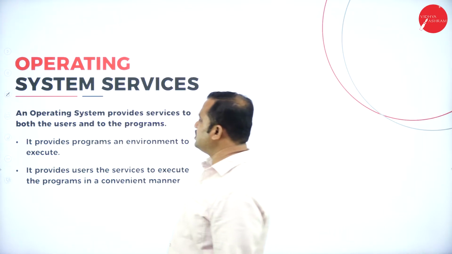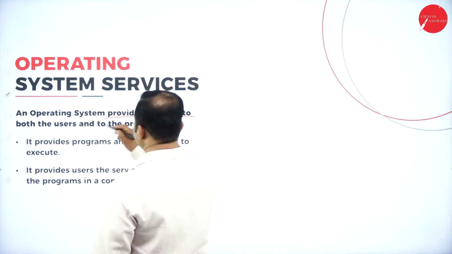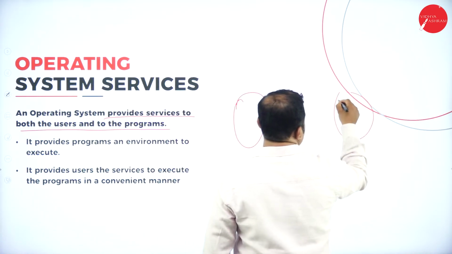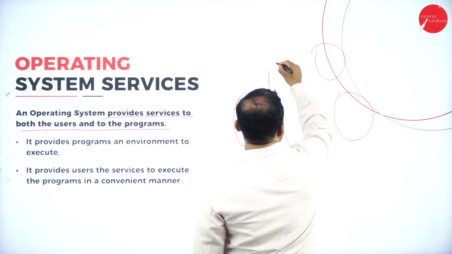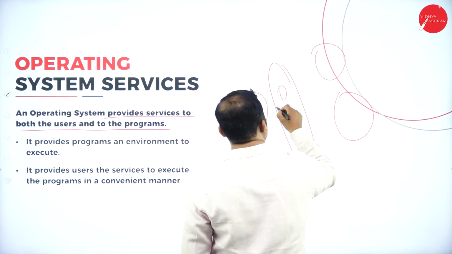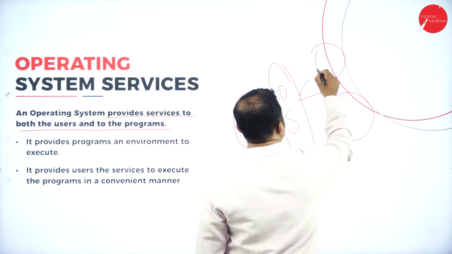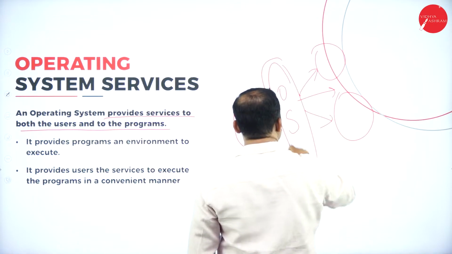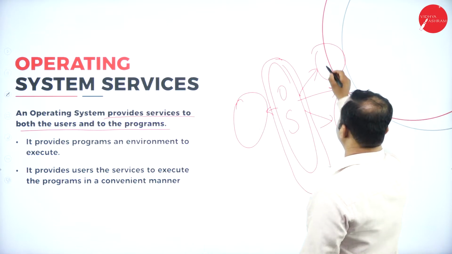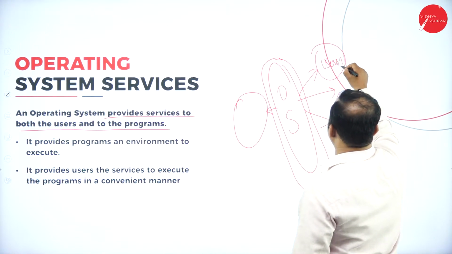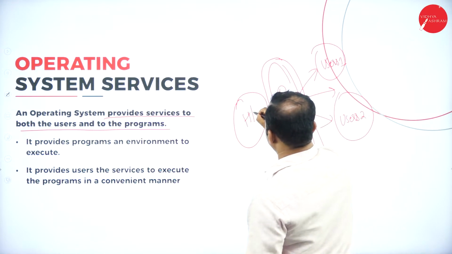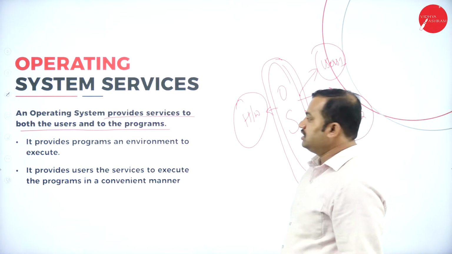So, if that is the case, an operating system provides services to both users and programs. That means hardware is there, users are there. The operating system lies between those and provides services to both the hardware as well as the users. It is a barrier, an interface that works between the hardware and the users.